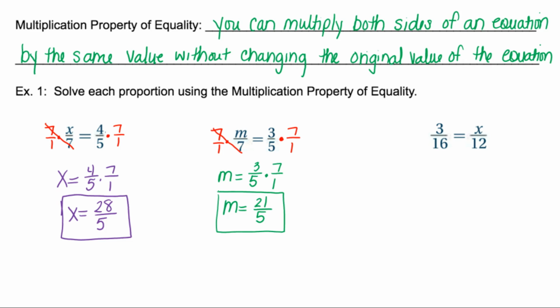The only thing that would matter if you're doing a test and this was a multiple choice problem, obviously you would have to look at what format the answers are in. Okay, the third one, 3 over 16 equals x over 12. So this time, because it's a 12 under the x, I'm going to multiply both sides by 12.